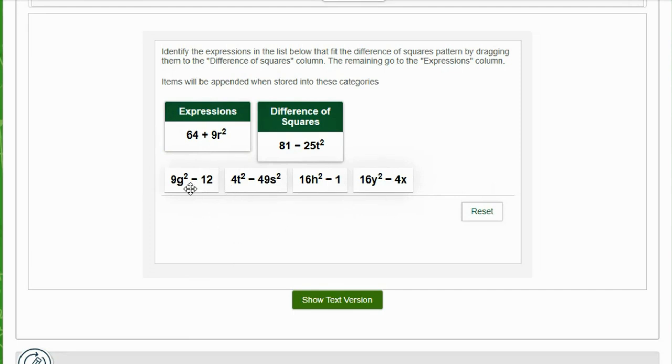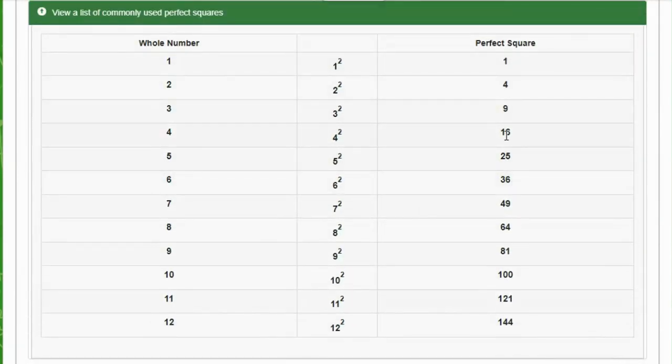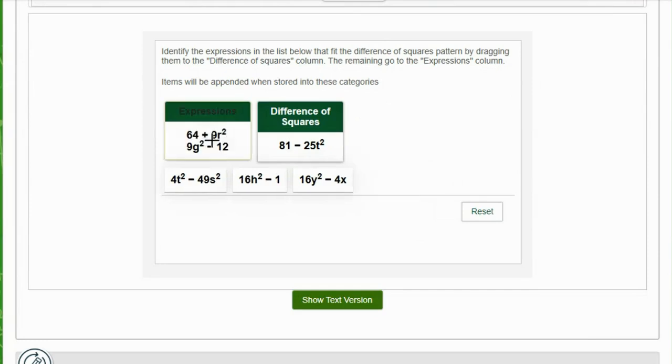All right, 9g squared minus 12. Difference of squares, yes or no? Oh, I'm seeing no's. Well, 9g squared, that's just 3g times 3g. But we do run into a problem with that 12, right? If you're not sure, you can go up here and check. 12 is not a perfect square, while 9 is and 16 is. So that's just an expression because the 12 messes that up.